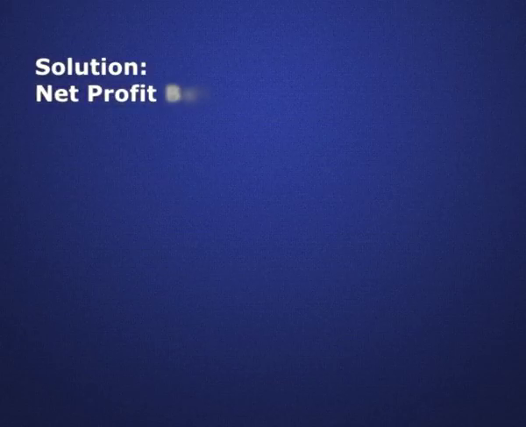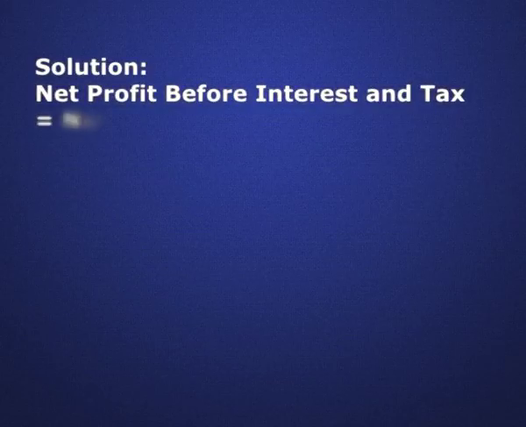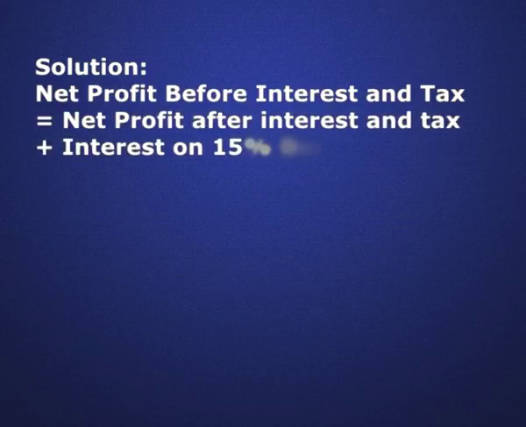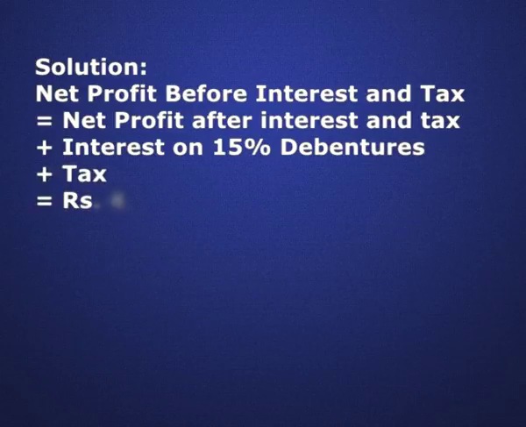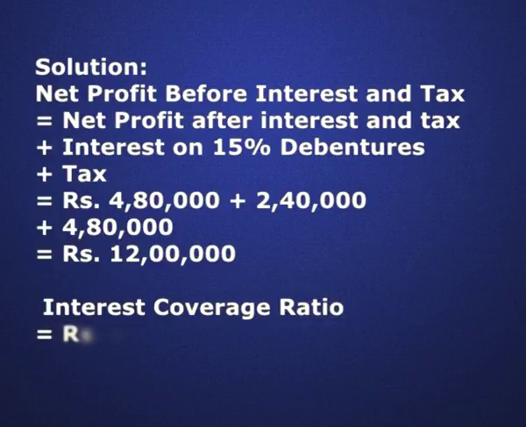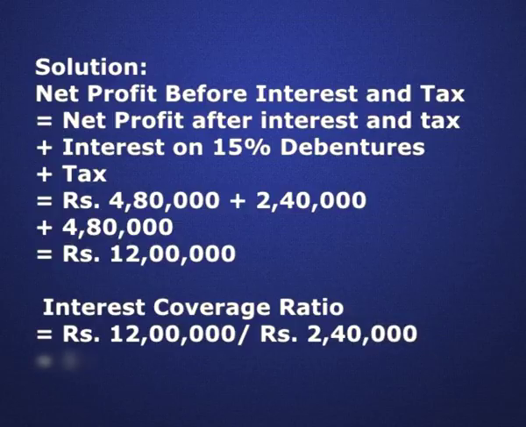Solution. Net profit before interest and tax is equal to net profit after interest and tax plus interest on debentures plus tax, which is rupees 4,80,000 plus 2,40,000 plus 4,80,000, equal to rupees 12 lakhs. Interest coverage ratio is equal to rupees 12 lakhs divided by rupees 2,40,000, equal to 5 times.